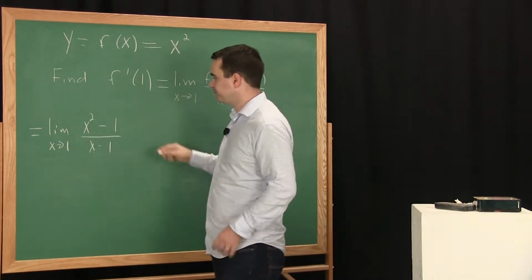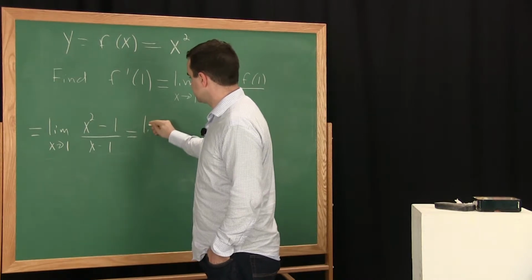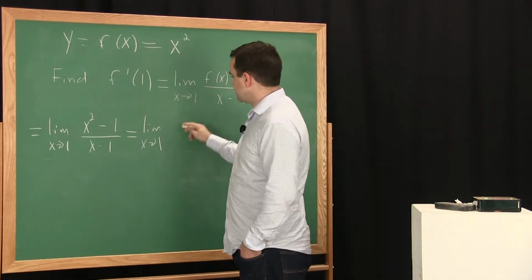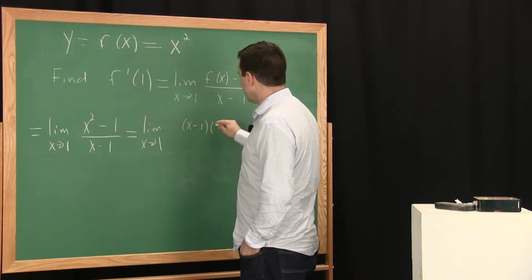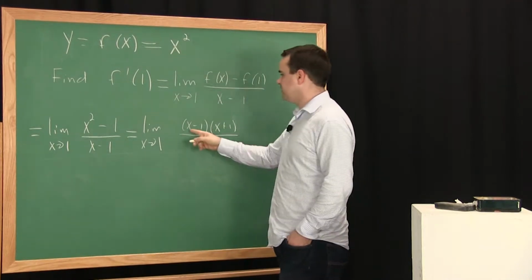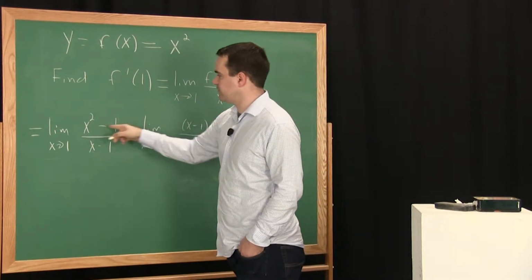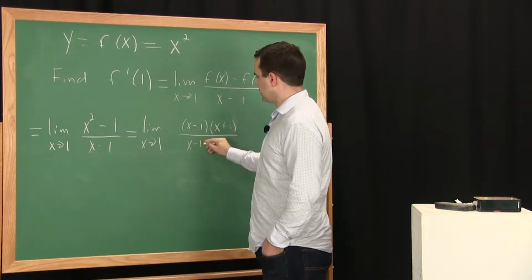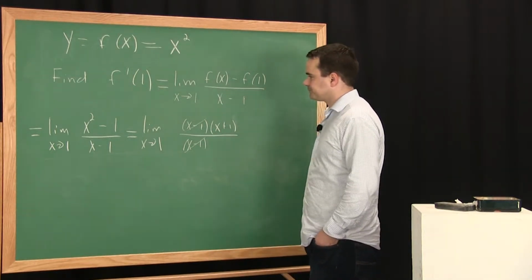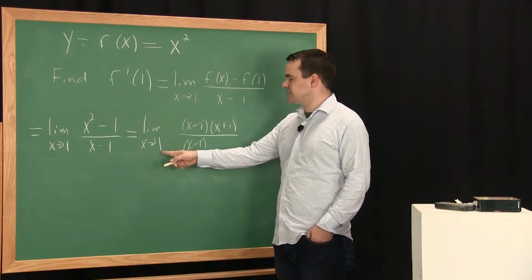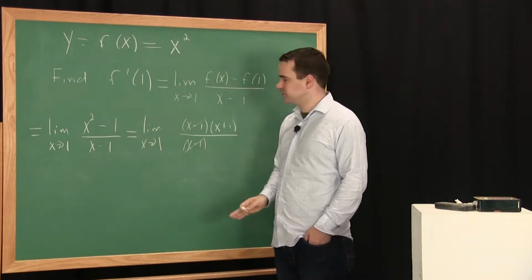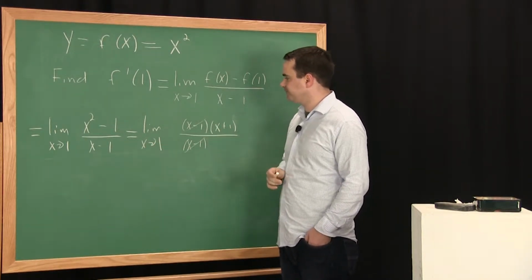x squared minus 1. Let's try it. If you remember factoring, x squared minus 1 turns into x minus 1 times x plus 1. A minus b times a plus b equals a squared minus b squared. And then you just eliminate the common factor. When you're calculating the limit, you don't actually have to plug in the value x equals 1. You're really considering values of x that are close to 1 but not equal to 1. So it's appropriate to cancel out that factor.